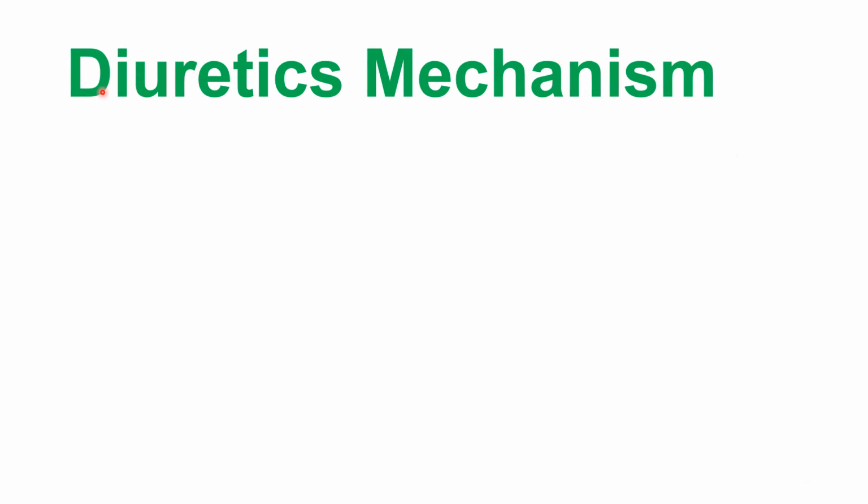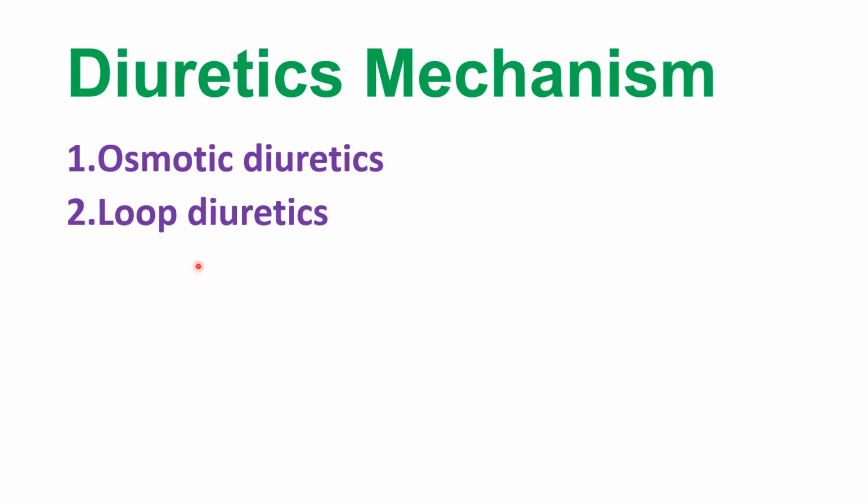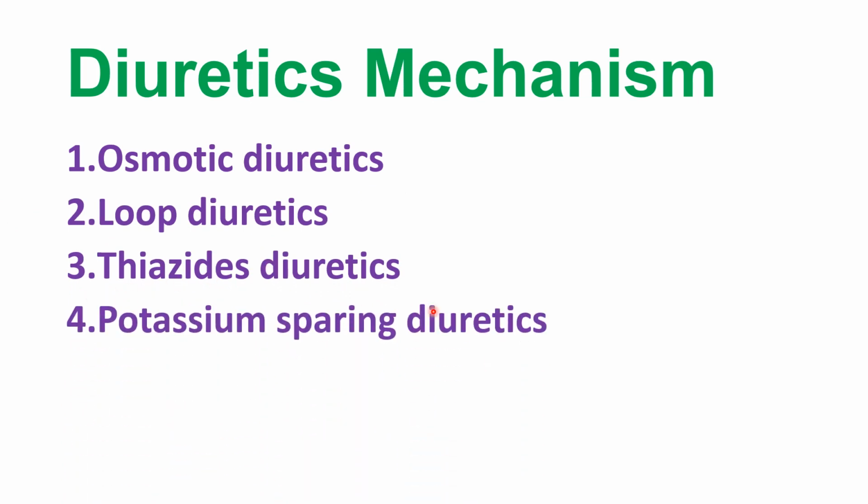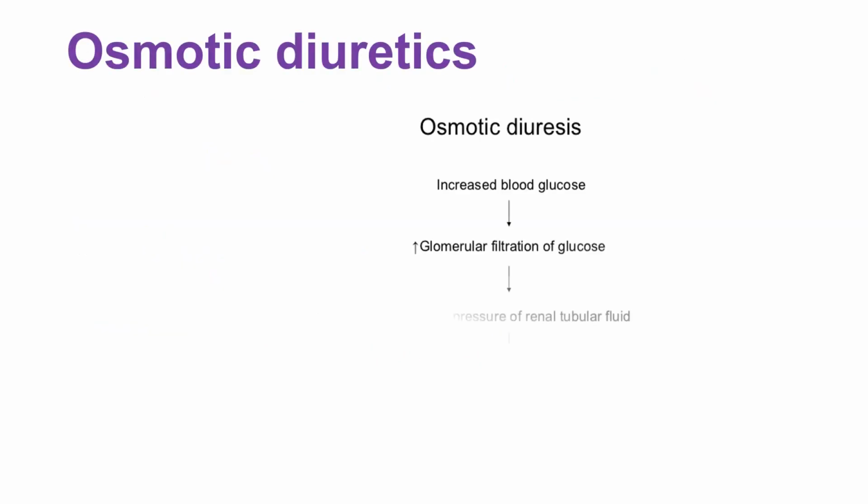So what is the mechanism of diuretics? First one is osmotic diuretics. You need to remember this. Second one is loop diuretics. Third is thiazide diuretics, and fourth is potassium sparing. So potassium sparing, which will spare potassium, which won't excrete potassium. So osmotic diuretics, what is the mechanism of action?